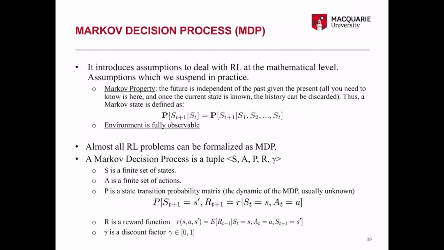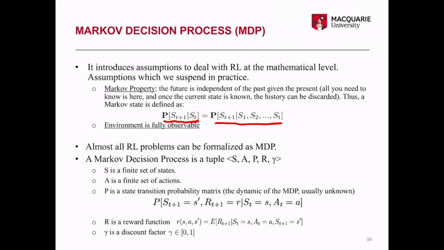The future is independent of the past given the present. In other words, all you need to know is right here and right now, and that's enough for making decisions. In probability language, it means that the probability of going to the next state relies only on this state. It doesn't matter whether you consider prior states or not.